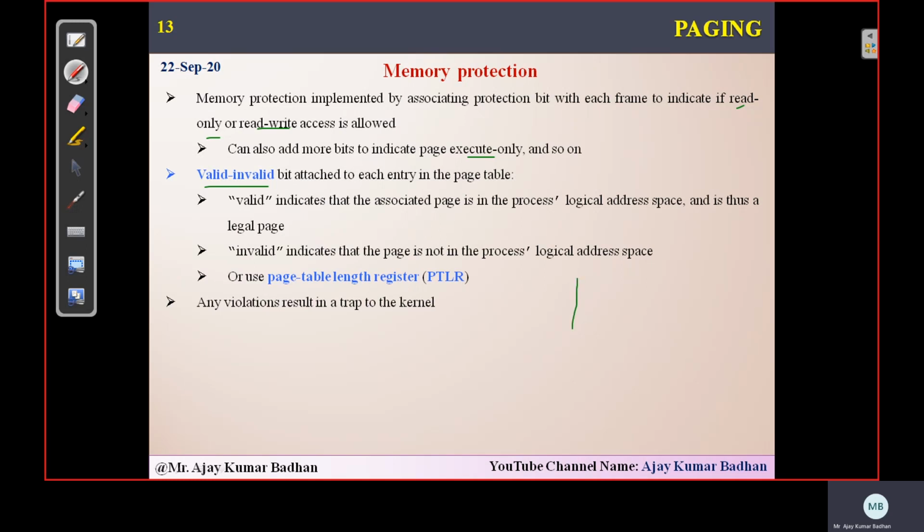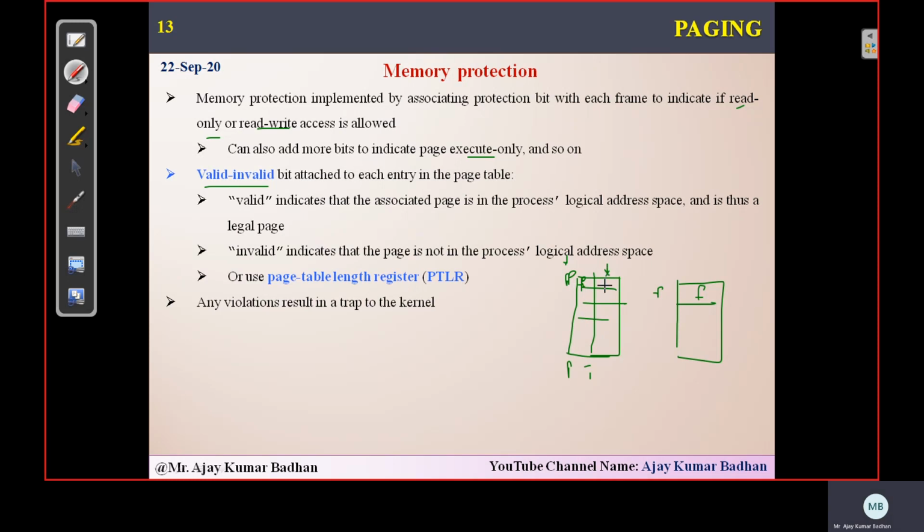What exactly we are doing here is, for every page table, we know that the page table consists of the page number as an index, and within that we have a frame number. So earlier the page table is something like this: a page number and a frame. Now we will divide this page table into two halves. Remember, we are going to divide it into two halves. In the first half you will have the frame number, whatever frame is associated.